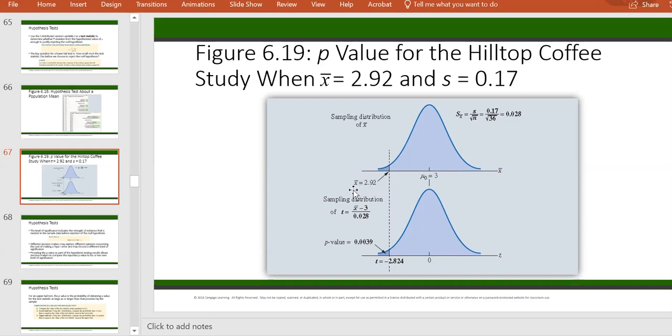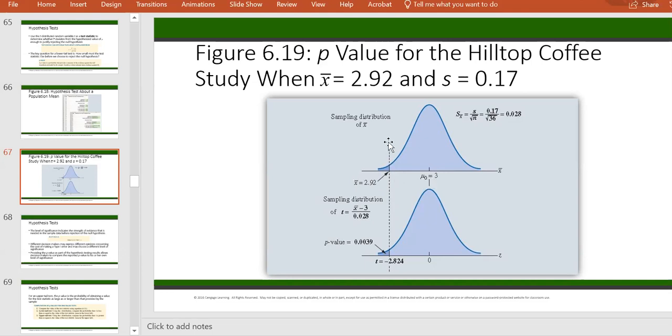Now you got a sample mean of 2.92. What we are trying to do right now is see if this 2.92 is really far from the 3. If it's far from 3, we're going to reject the null hypothesis. If we don't find enough evidence to say that this 2.92 is far from 3, we then cannot reject the null hypothesis. So the whole idea is to basically normalize the distance between the sample mean and the hypothesized value of the population mean.